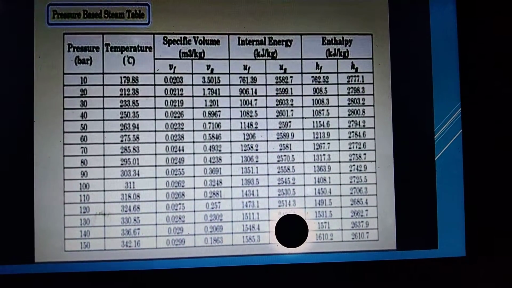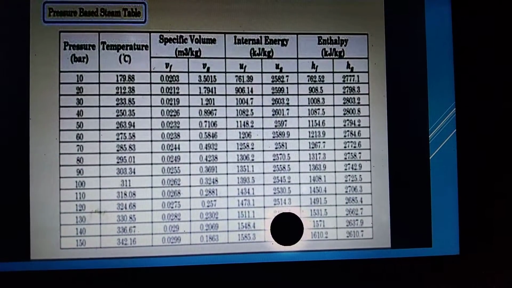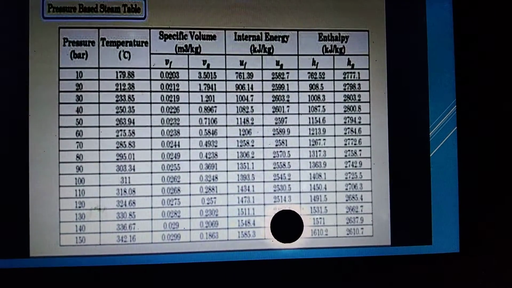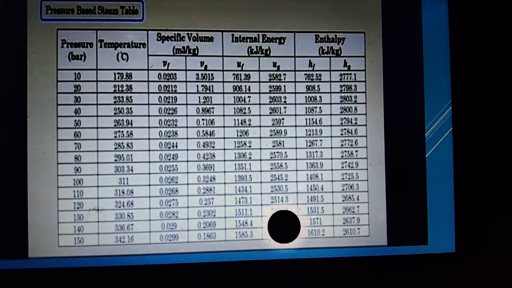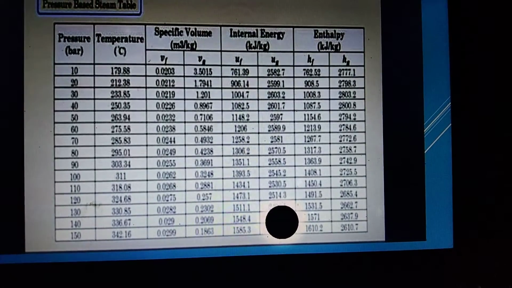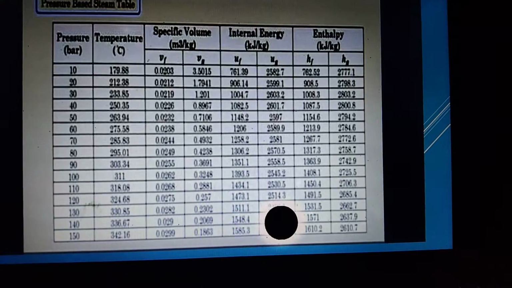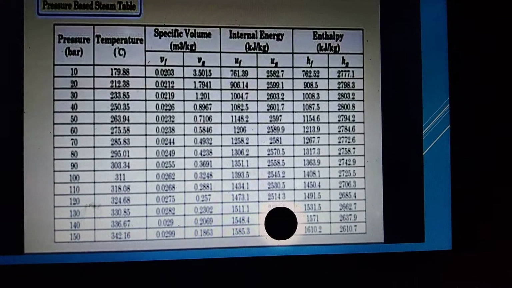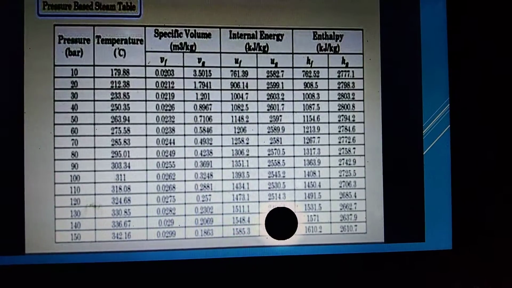So here's the pressure-based steam table. For the pressure in bar, then temperature, then specific volume, internal energy, enthalpy. It is the same as the temperature table, but this time pressure has taken the lead. Pressure first, then the rest.